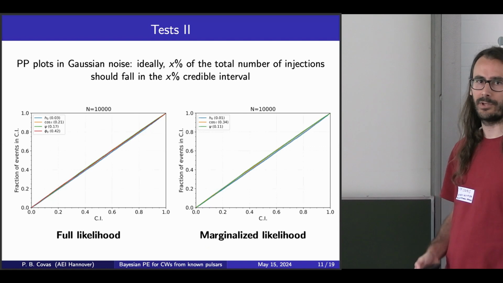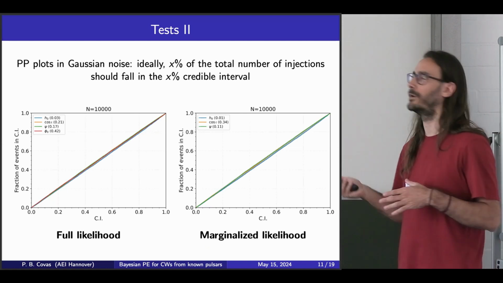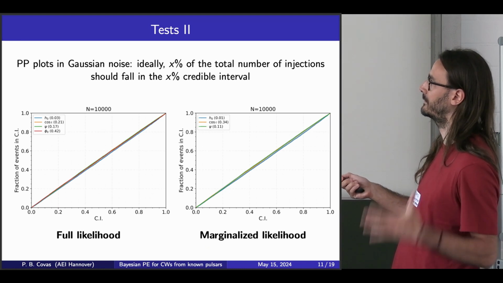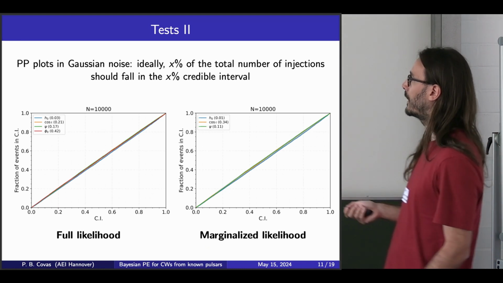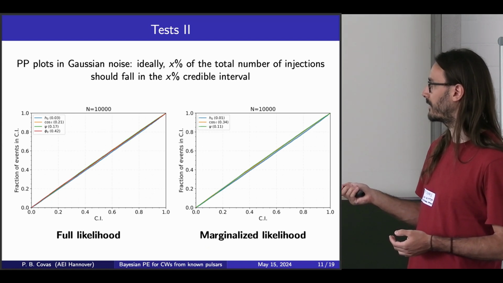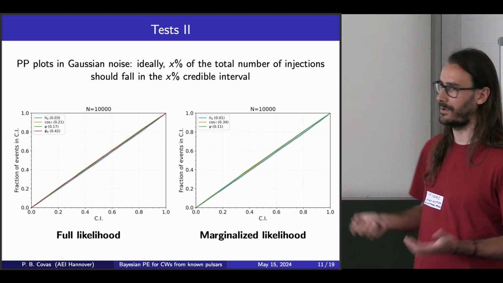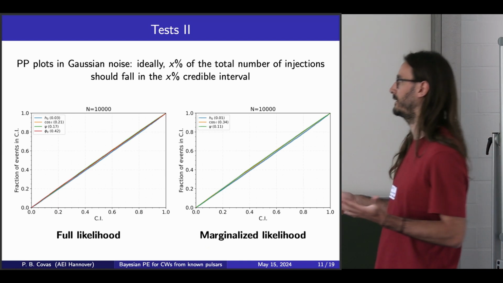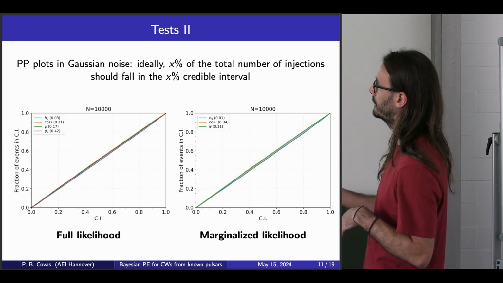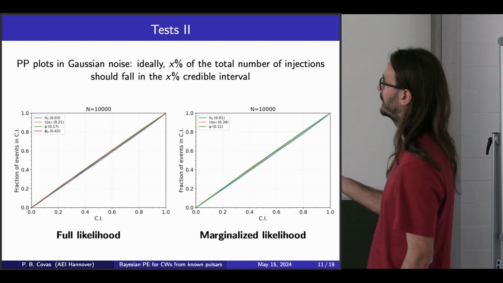After this, what we do is produce PP plots. Before, we had a single signal without noise. Now we have 10,000 signals added to Gaussian noise, and we obtain these PP plots. On the x-axis we have the different credible intervals, and on the y-axis we have the fraction of injected signals that are recovered in each of these credible intervals. Each different color shows one of these 4 or 3 different parameters.